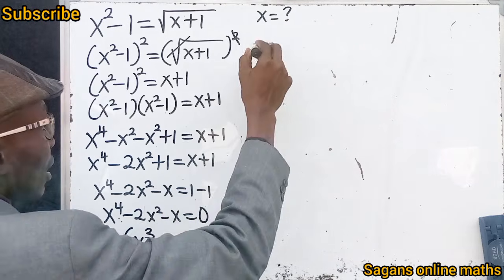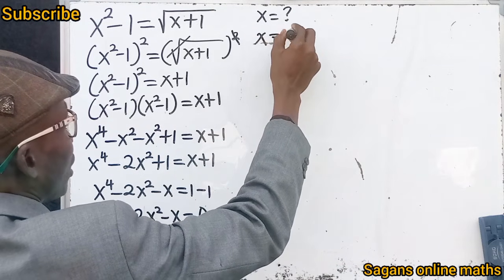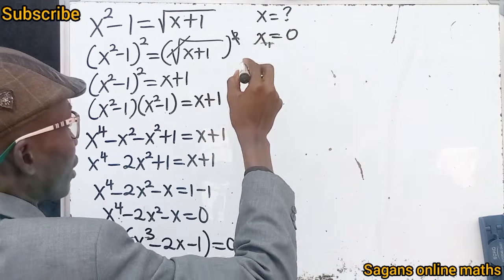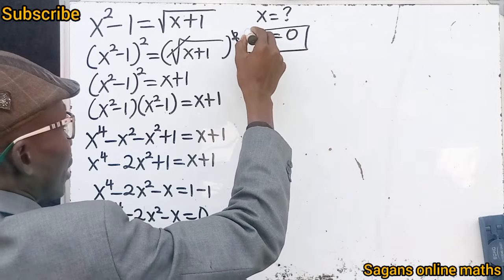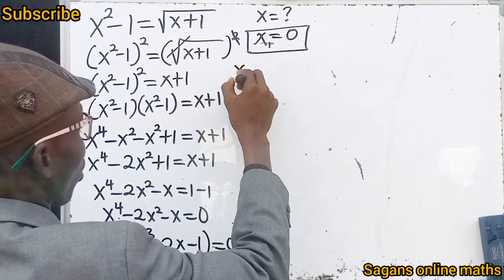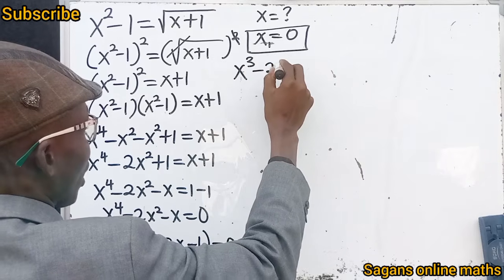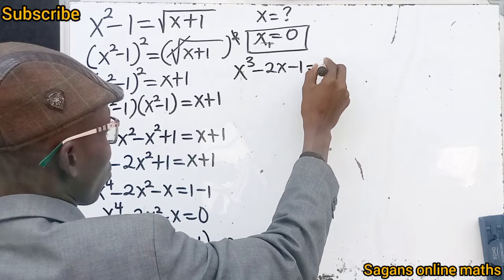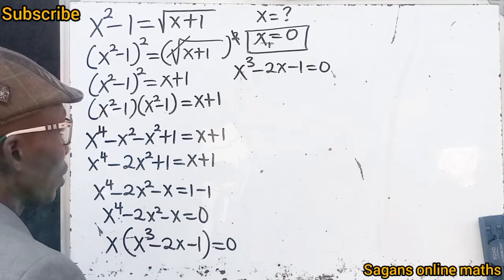Or you consider both of them are equal to 0. So from here, I'll consider that x is equal to 0. This is one of the values of x, which also satisfies this equation. And again here we have x to the power of 3 minus 2x minus 1 equals 0.